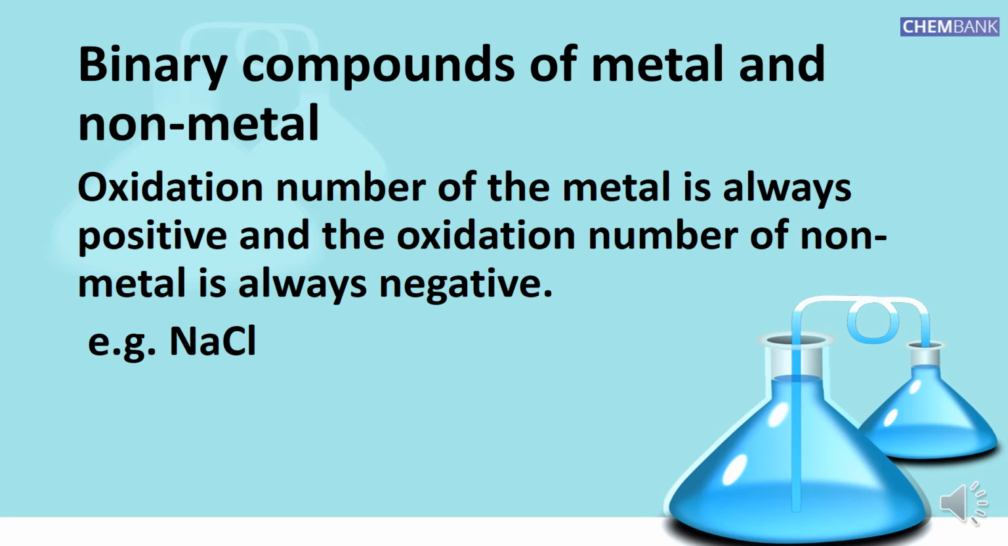In the case of binary compounds of metals and non-metals, the oxidation number of the metal is always positive and the oxidation number of the non-metal is always negative. Like NaCl, it is a binary compound of a metal and a non-metal. So sodium will always have a positive oxidation number. Sodium is +1 and chlorine has -1.